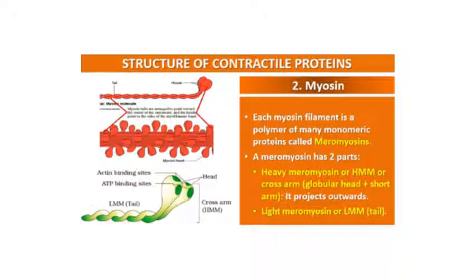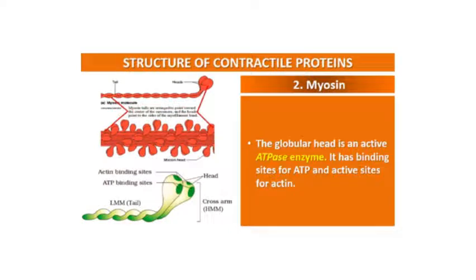Then let us study about myosin filaments. So each myosin filament is a polymer of many monomeric proteins called meromyosins. It has two parts. One is the heavy meromyosin or HMM or the cross arm which projects outwards, and then we have the light meromyosin which forms the tail. Now the globular head is an active ATPase enzyme. This is where the ATP will come and bind, and it has active sites for the actin.